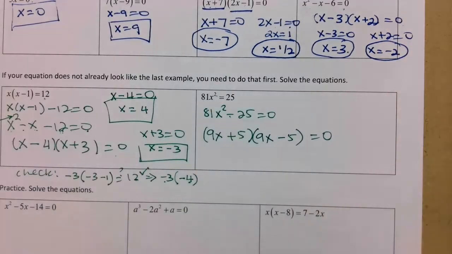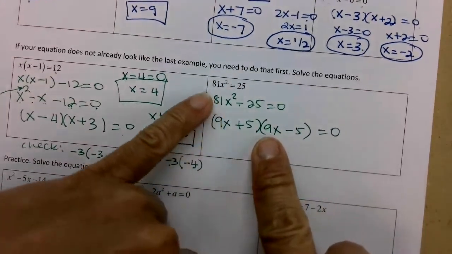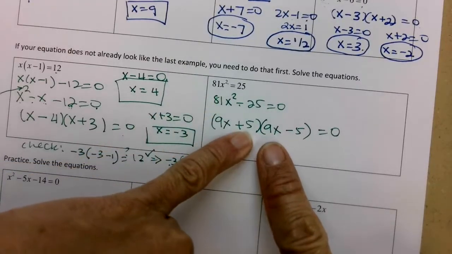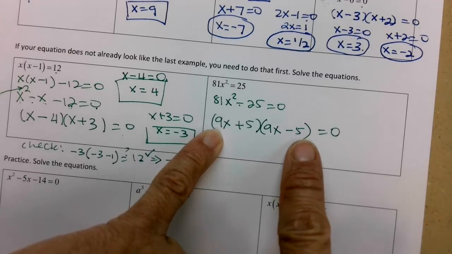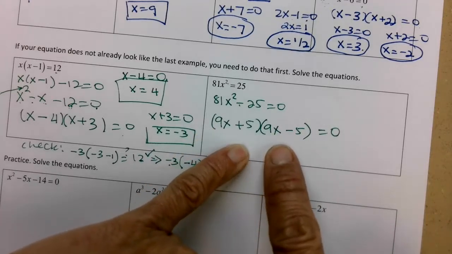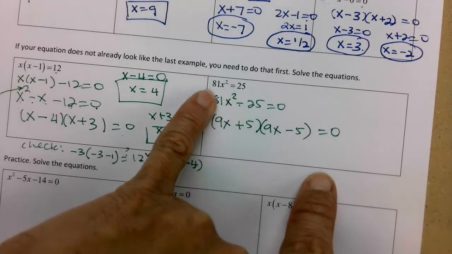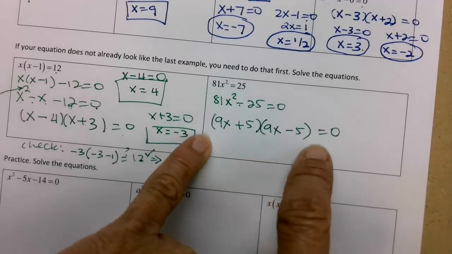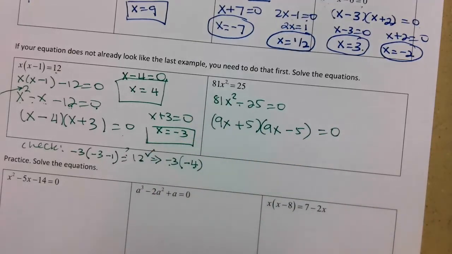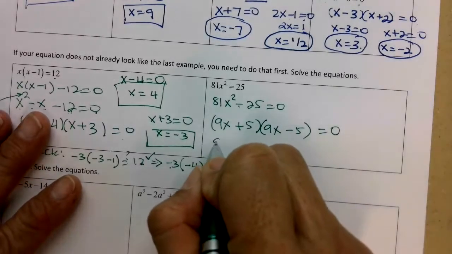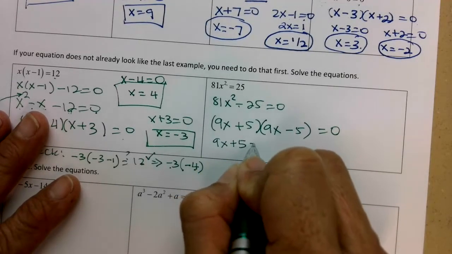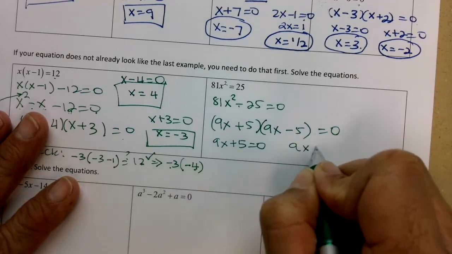And you can do a quick check here. 9x times 9x, 81x squared. Positive 5 times negative 5, negative 25. Make sure your outer and inner cancel away, because I don't have any x terms, so I can't get any if I were to multiply back out. Okay, so product equals 0. Awesome. Go ahead and set each factor equal to 0 and solve them.